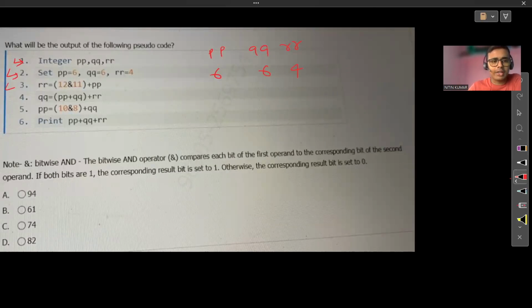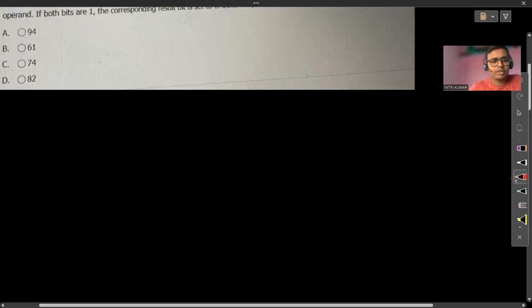Now, move to the third line. It says rr is equal to 12 and 11. First we have to execute this because it is inside a bracket, so it is given the most priority. What is it? A logical and operator. Sorry, not logical, my mistake, it is a bitwise and operator, denoted as this. Let me write the functionality of bitwise and.